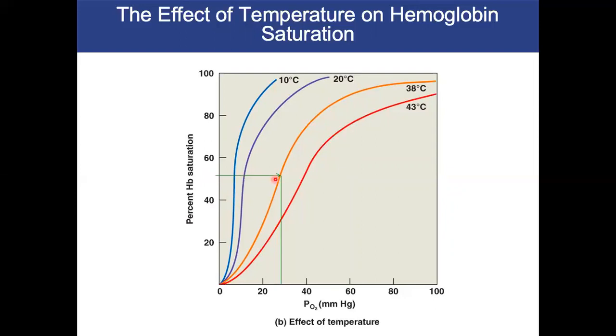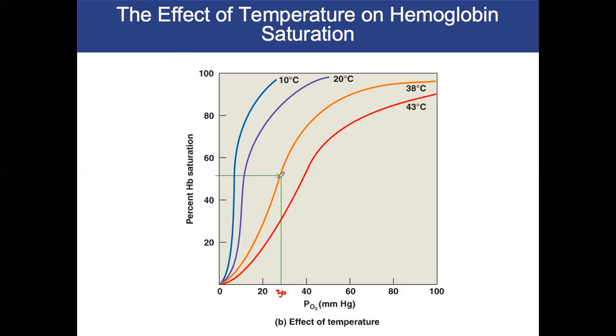So 50% saturation, how much oxygen would we need in the bloodstream to get 50% of the hemoglobin saturated at normal body temperature? Okay, so that would be about, let's see, 30 maybe, right? Let's do the pen. So 30 millimeters of mercury of oxygen, or we can just say 30 units, okay? At body temperature, we need 30 units of oxygen to get 50% saturation. You're following me so far?